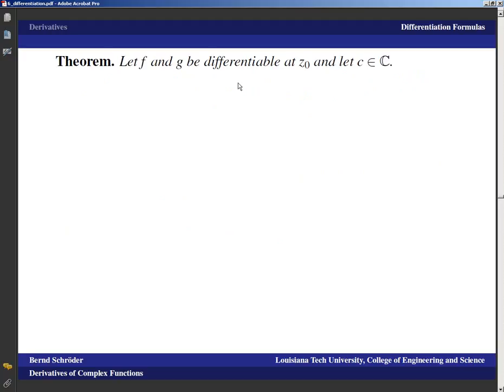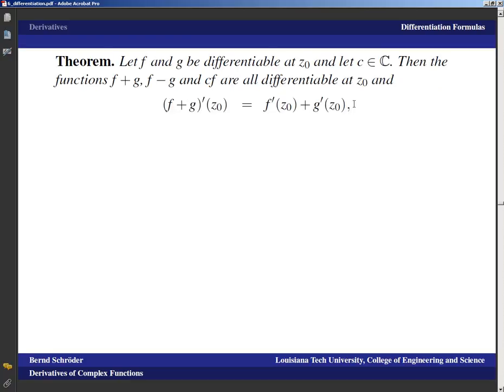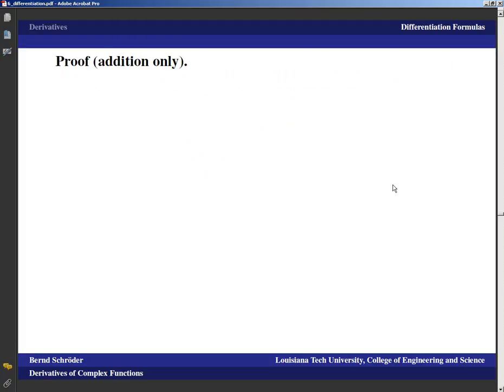Well, if we take two functions that are differentiable at z0 and let c be a complex number, then the functions f plus g, f minus g, and c times f are all differentiable at z0. That is something that we also know and recall from calculus, and the same differentiation formulas work out. The derivative of a sum is the sum of the derivatives. The derivative of a difference is the difference of the derivatives. And constants can be factored out of the derivative.